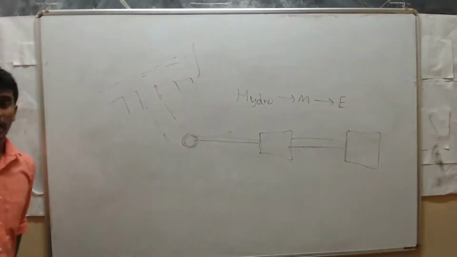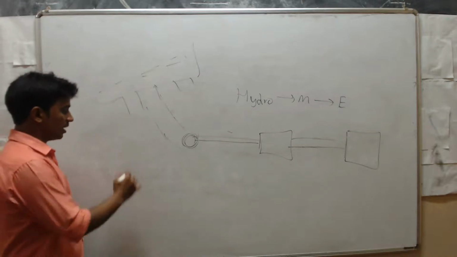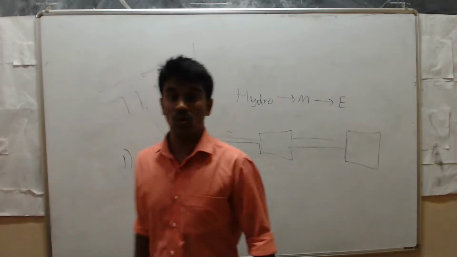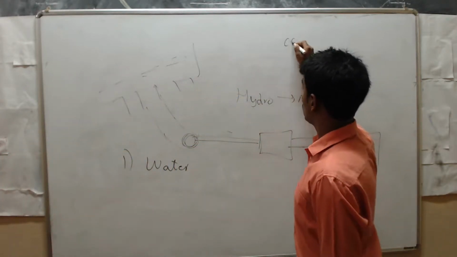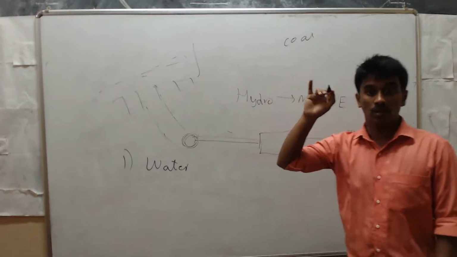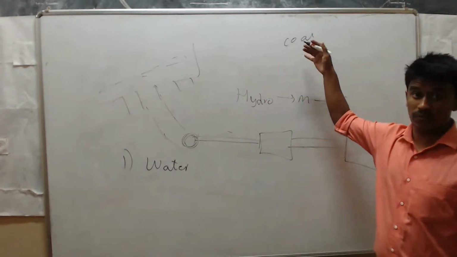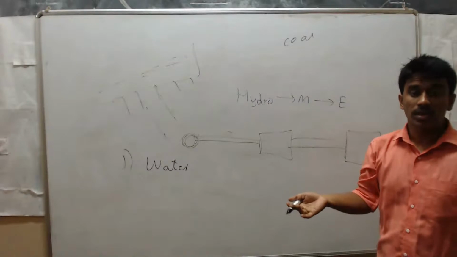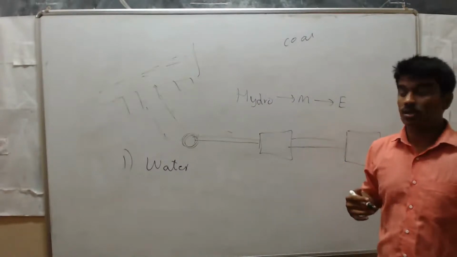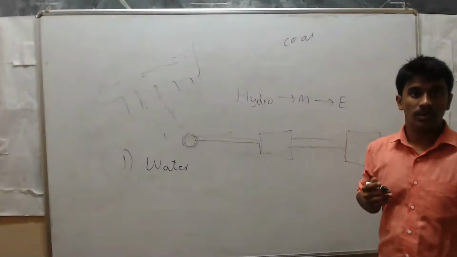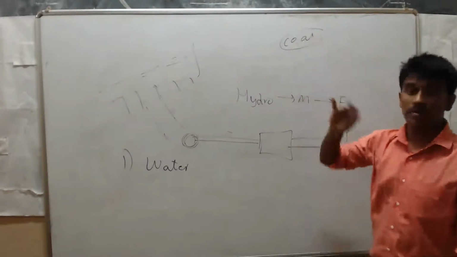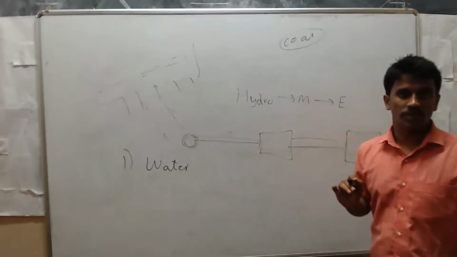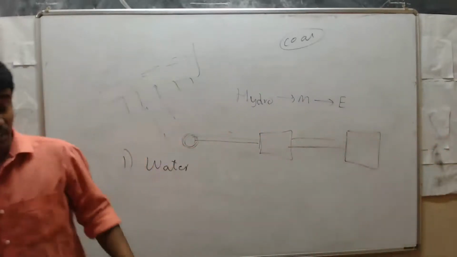Next, what are the advantages here? Advantages means here the fuel is water. The fuel is water only, whereas there the fuel is coal. And one more thing, the disadvantage of thermal power is that coal is available only for limited periods. If you use it at a very high rate, you can't use the coal for many years. If you use it continuously, it will soon run out. So coal is available only for limited periods. And here, water is the fuel. Next, what is the other advantage?